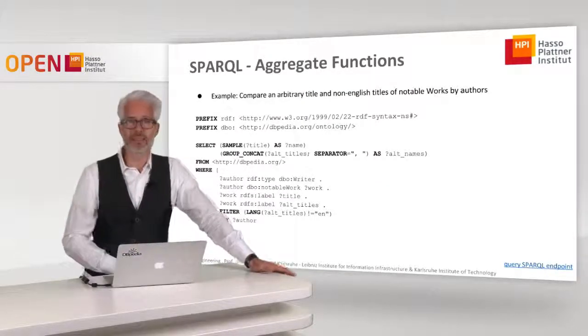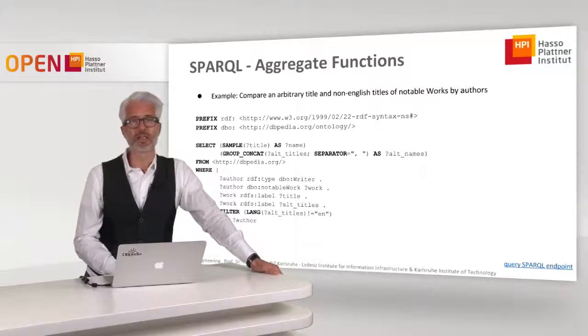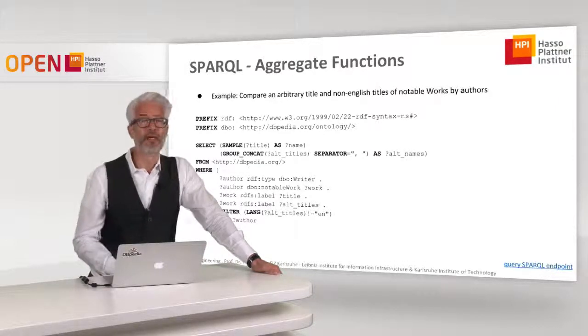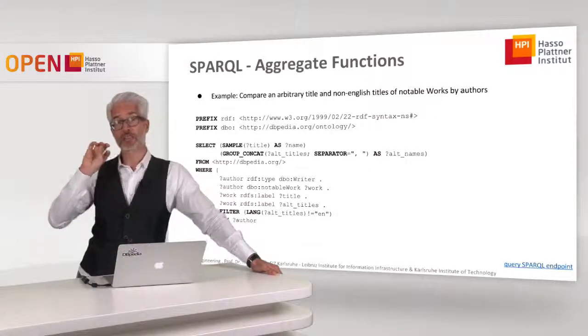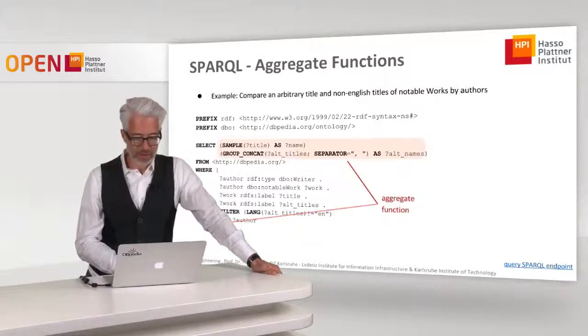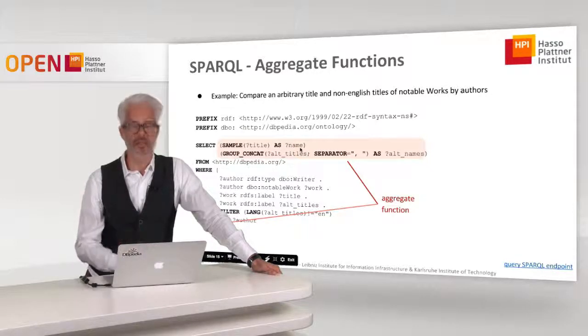Okay, so the task now in this example is we want to compare an arbitrary title of a notable work of an author with all the non-English titles. How do we do that? An arbitrary title we can pick simply with the aggregation function sample. So you will see here in the select statement first we select a sample of the title and we give this then here the variable name name.